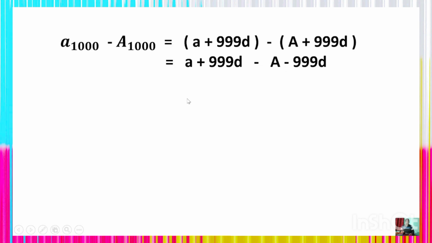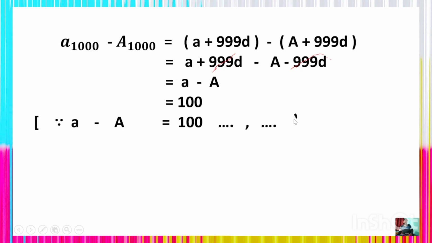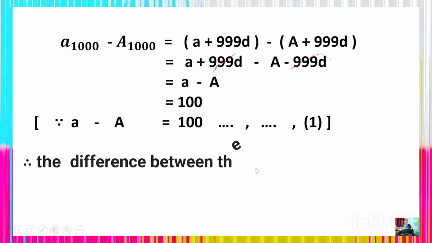The sign will change. Here also you can cancel. Yes or no? The plus 999d and minus 999d will be cancelled, and after cancellation it will be small a minus capital A. And we know that small a minus capital A is 100, because in equation 1 we have already explained it, right? Thus we get that the difference between the 1000th terms of both APs is also 100.